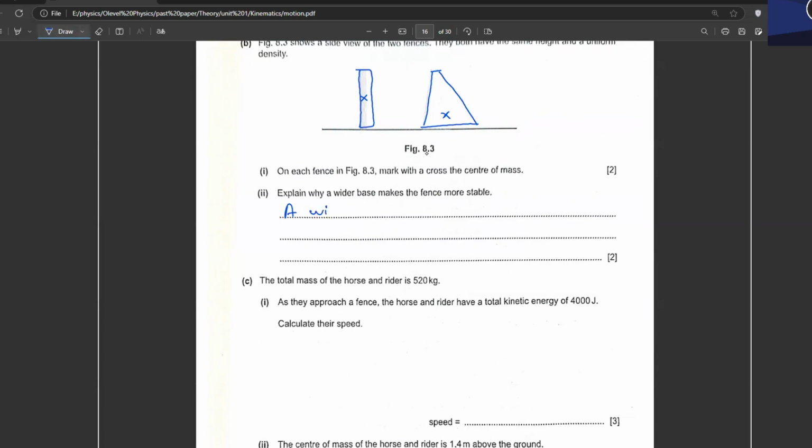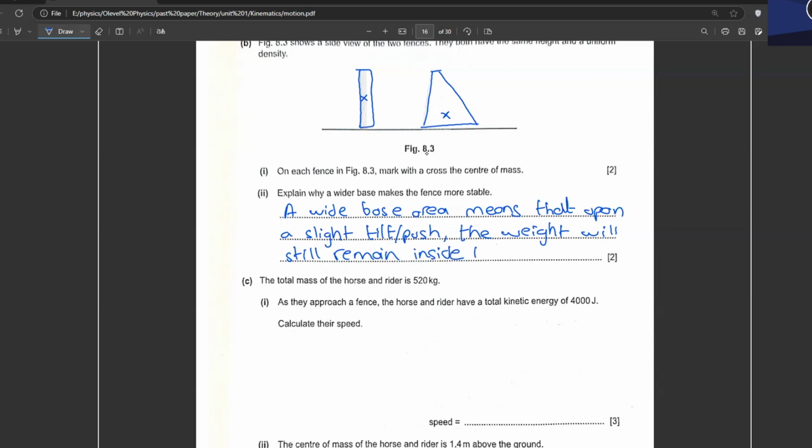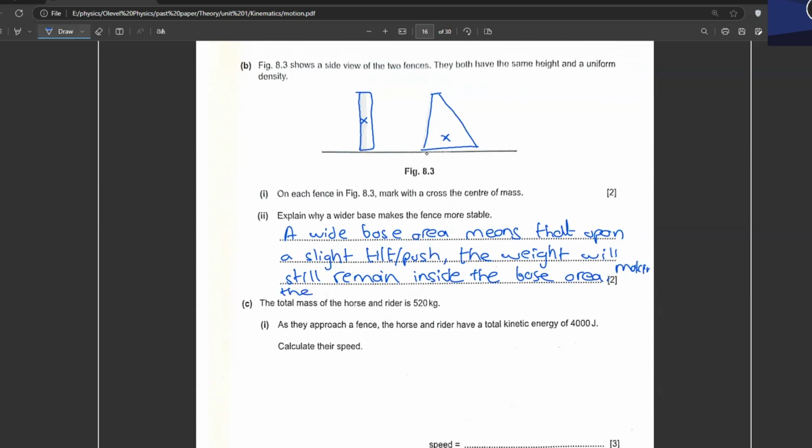A wider base area means that upon a slight tilt, upon a slight push, the weight will still remain inside the base area, making the fence more stable, you can say.